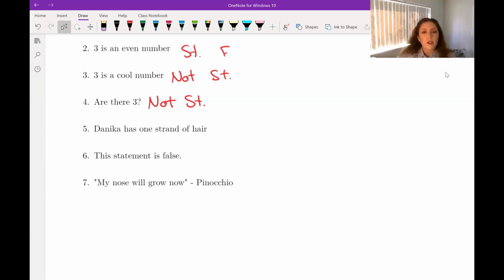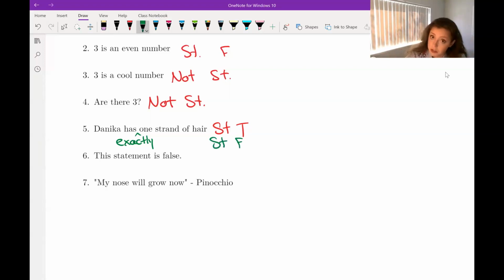Okay, so then what I do is I ask my students, can you think of one word that we could add that would make this statement false? At least for right now, hopefully for a long time to come. And so my students typically come up with, so for right now the statement is true, but if we add one word, and that word would be exactly. So Danica has exactly 1 strand of hair. Well, right now that's not true. Here's 2. Okay, so I know I have more than 1. So it's a statement and it's false for the time being.